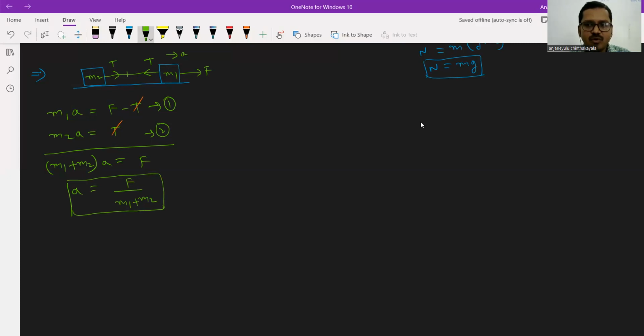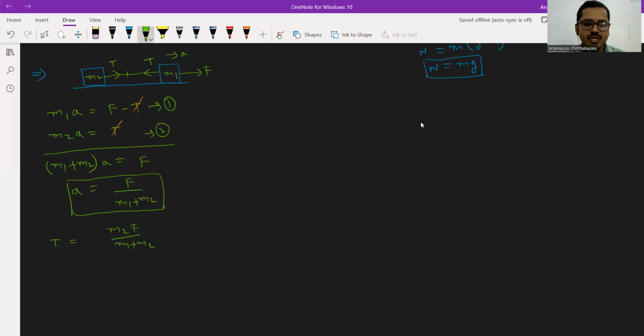Suppose one more block is connected. Simply, the acceleration of the system is equal to the total external pulling force acting on the blocks divided by the sum of the masses of the blocks. Here two blocks are there, that's why m1 plus m2. If one more block is added, it would be m1 plus m2 plus m3. Substituting this a value in equation 2, we will get the tension. Therefore, tension T is equal to m2 into F divided by m1 plus m2. This is the tension developing in the string.